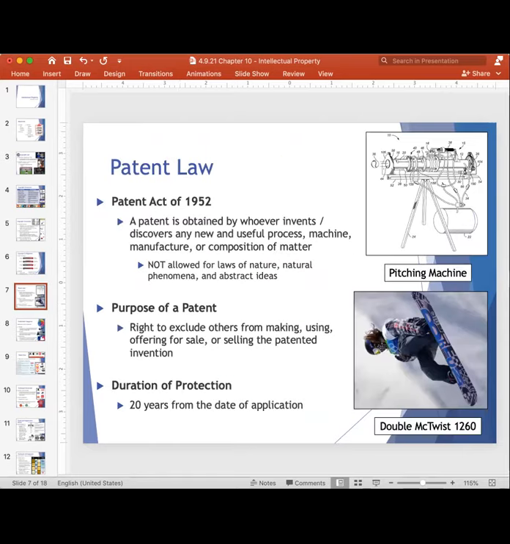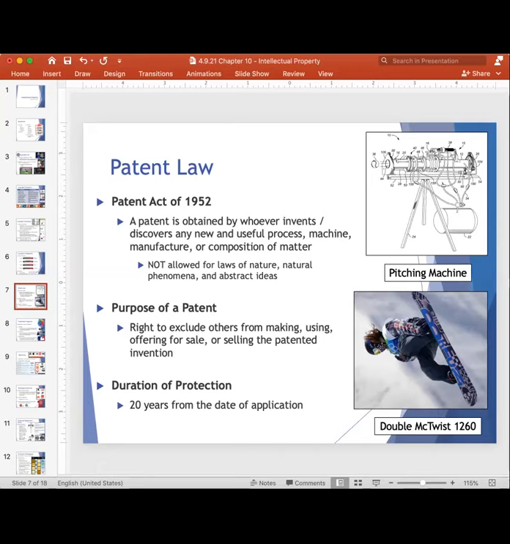Next, let's shift to patent law. So the Patent Act of 1952 states that a patent is obtained by whoever invents or discovers a new and useful process, machine, manufacture, or composition of matter, or any new and useful improvement of the above. So I hope you notice that while under the Copyright Act, things such as ideas, procedures, processes, systems do not get copyright protection, they may get protection under patent law, any invention or discovery.